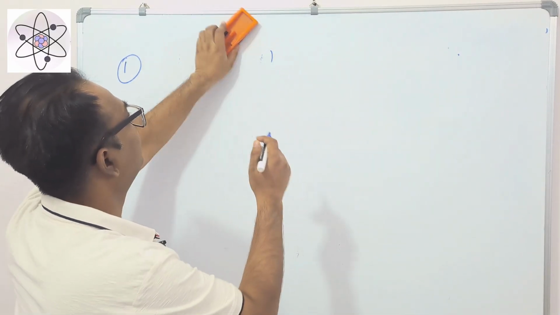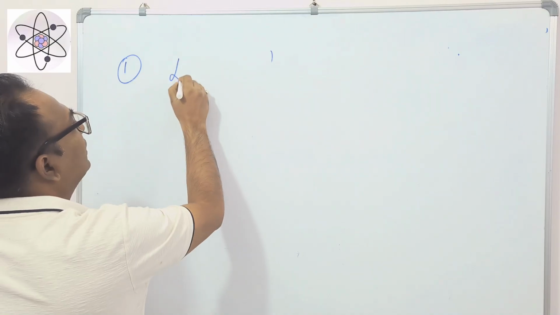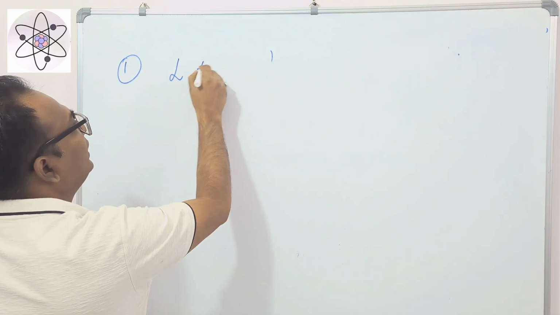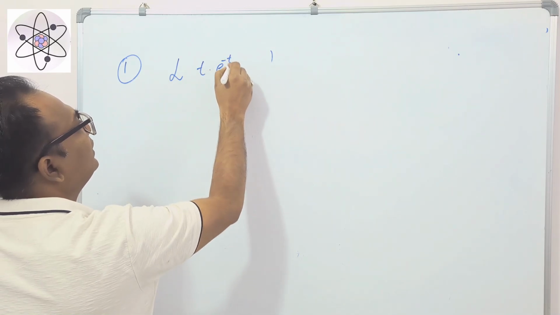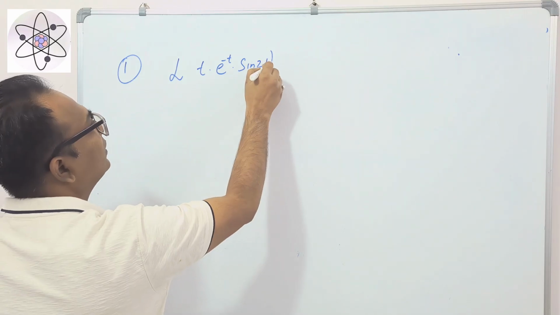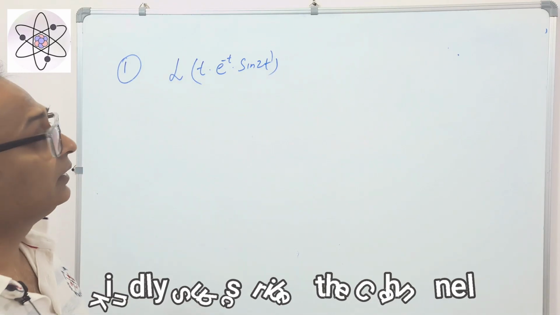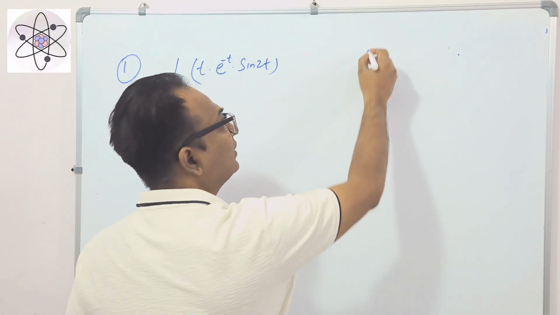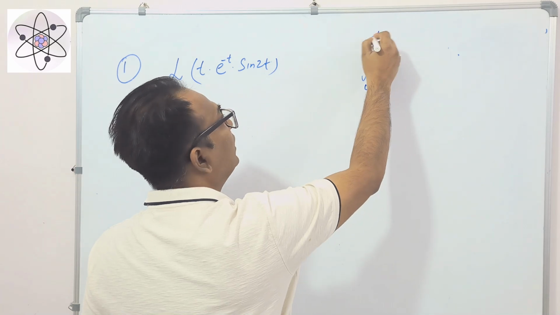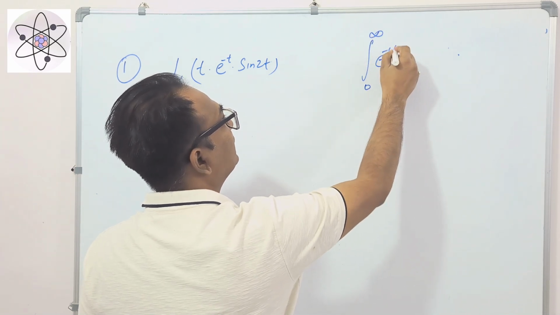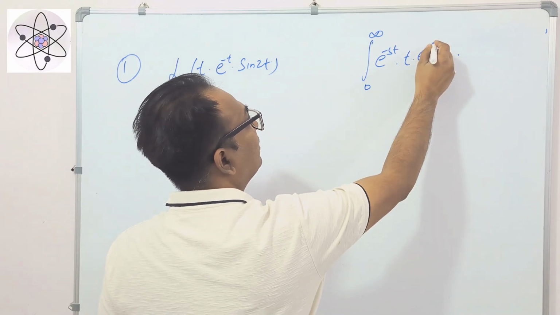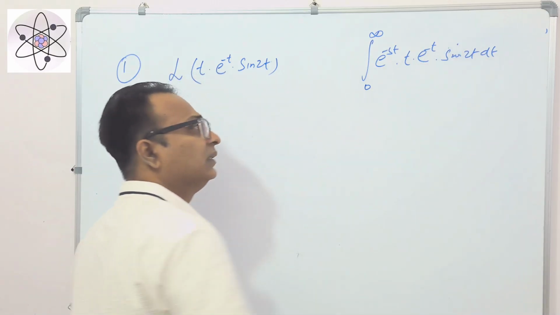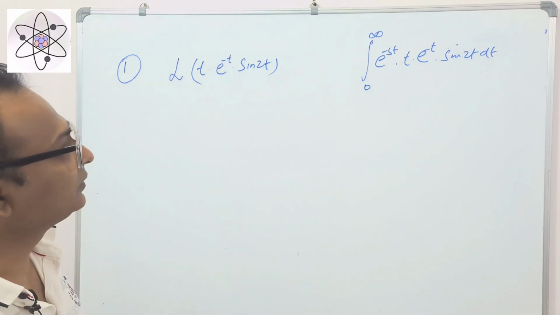What if we had to find the Laplace transform of the function t into e to the power minus t into sine 2t? Now this is a big function. Taking the Laplace transform from the basic method, that is 0 to infinity e to the power minus st into t into e to the power minus t into sine 2t dt, this is a bit difficult process.